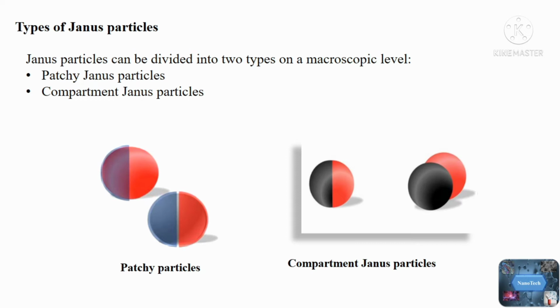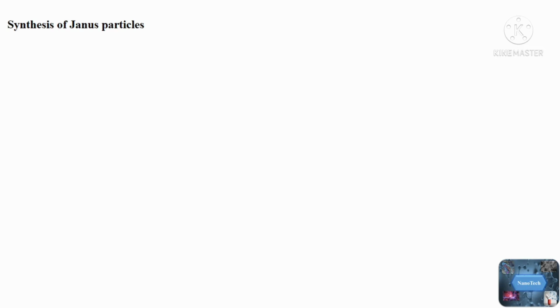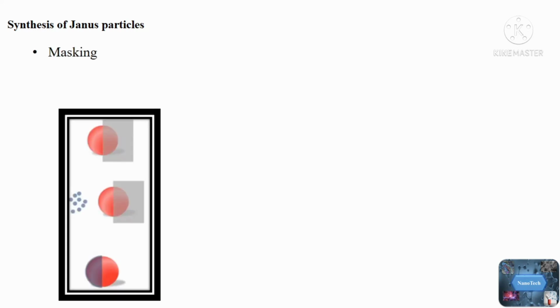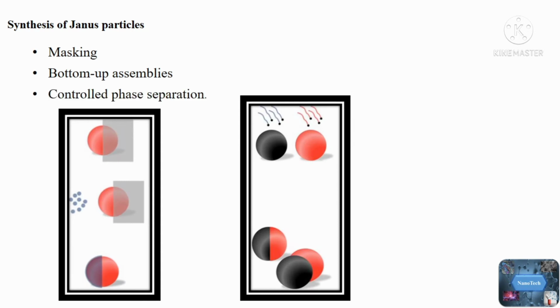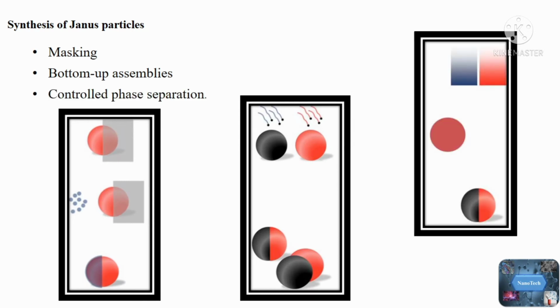Synthesis of Janus particles. Janus particles were created in the beginning by breaking particles into segments. The shape, size, and purity of the heterogeneous particles were obtained with little control. Many approaches for fabricating Janus particles have been explored in recent years. They can be broken down into three categories: masking, bottom-up assemblies, and controlled phase separation. Masking was the first technique used to create Janus particles. This approach was developed by simply changing the unprotected side and removing the protection. The size of the first generation of big heterogeneous particles has now been reduced to the nanoscale.